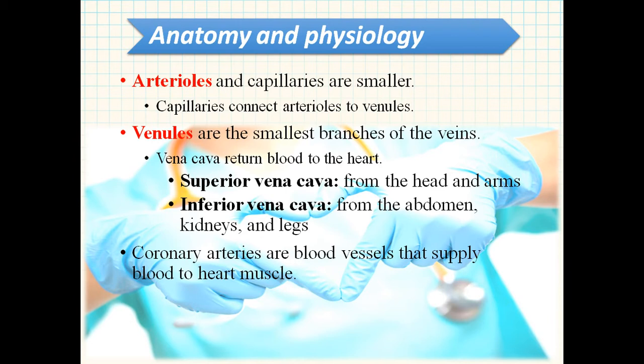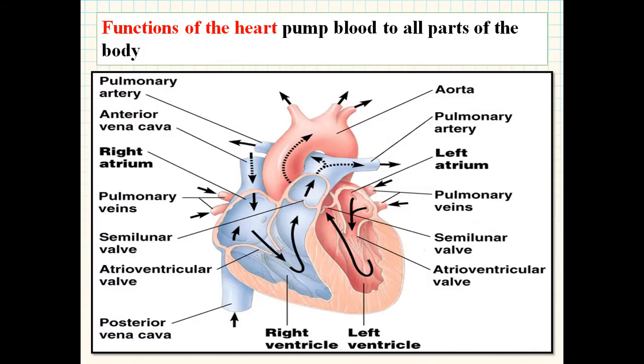Arterioles and capillaries are smaller. Capillaries connect arterioles to venules. Venules are the smallest branch of the veins, and the vena cava returns blood to the heart: the superior vena cava from the head and arms, and the inferior vena cava from the abdomen, kidneys, and legs. Coronary arteries are blood vessels that supply blood to the heart muscle. In this picture, you can see the function of the heart pumping blood to all parts of the body.